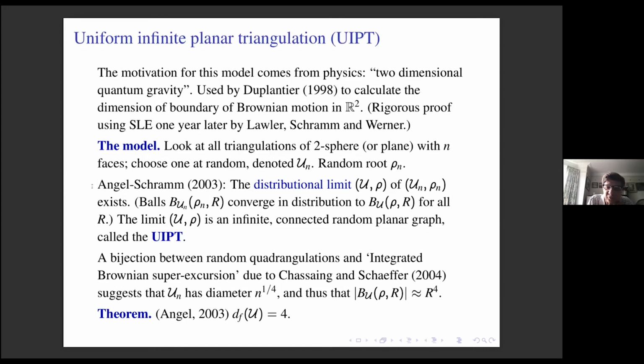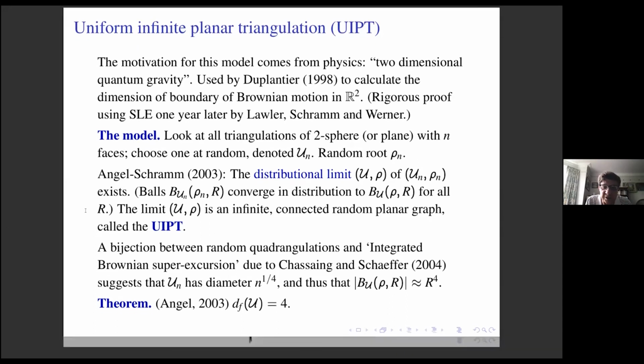And Angel and Schramm in 2003 proved that the distributional limit of the U_n, ρ_n exists. The idea of the distributional limit of an increasing collection of graphs is that if you look at neighborhoods of size r of ρ_n, these converge in distribution to B_U(ρ, r) for all r. So distributional limit is you sit at a point, the random root, and your neighborhood converges to the neighborhood in the limit as n goes to infinity. And the limiting graph U, ρ is an infinite connected random planar graph, which is called the UIPT.